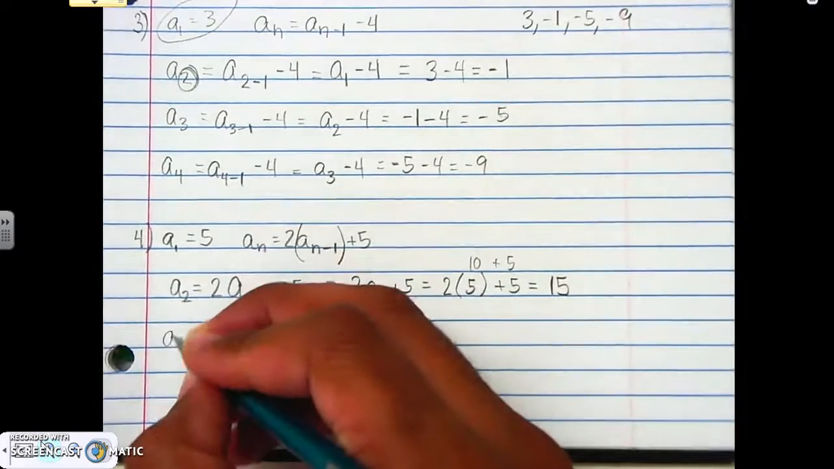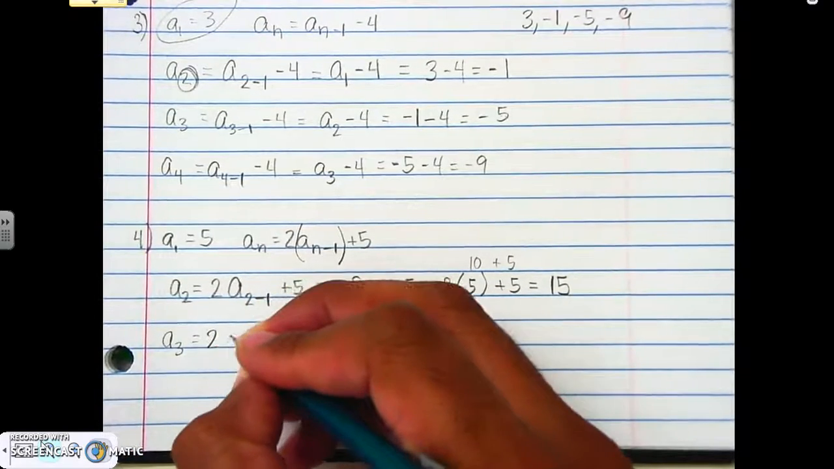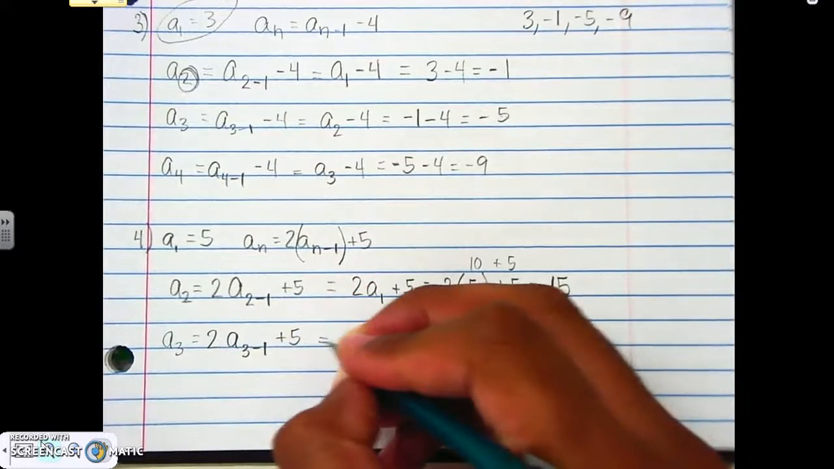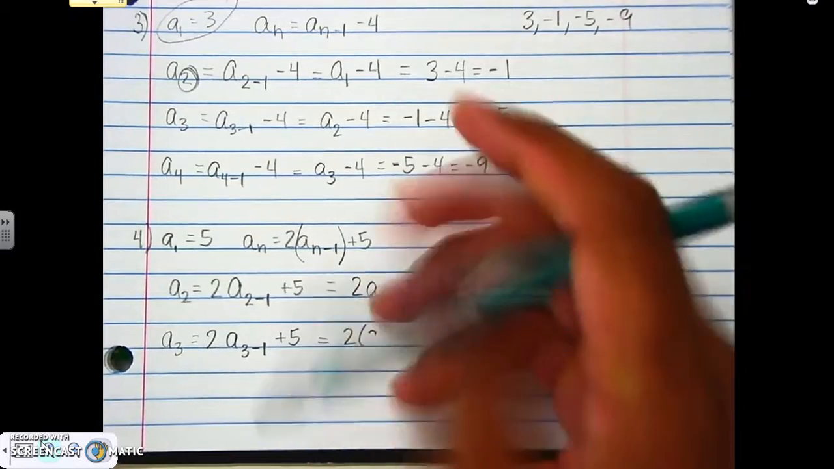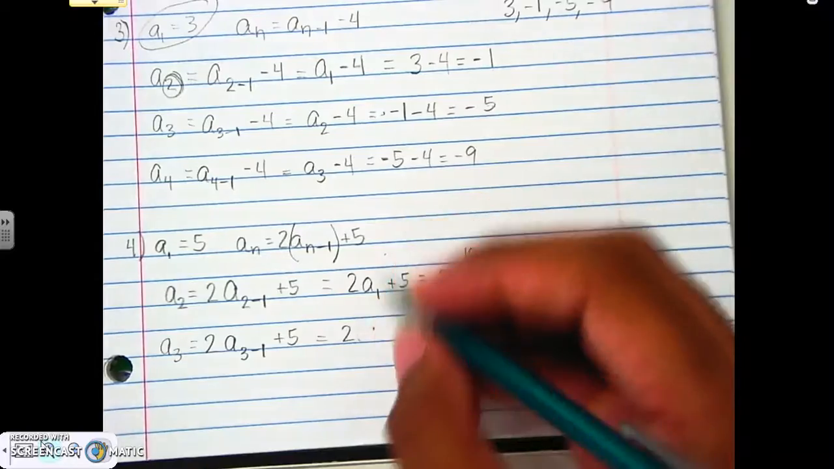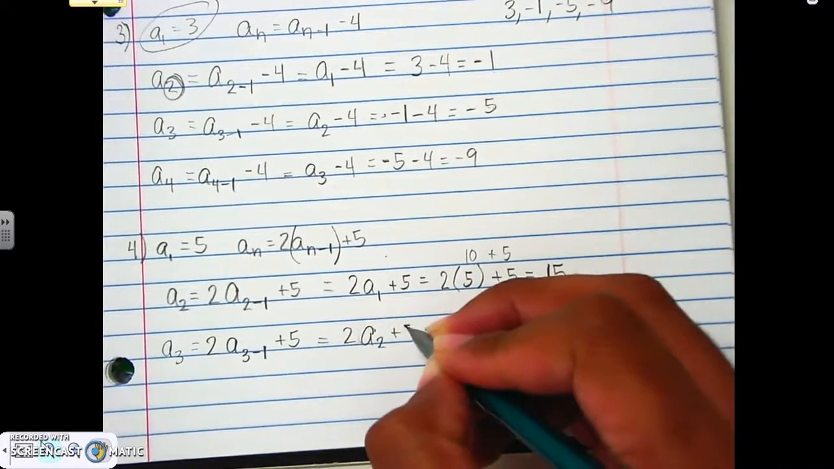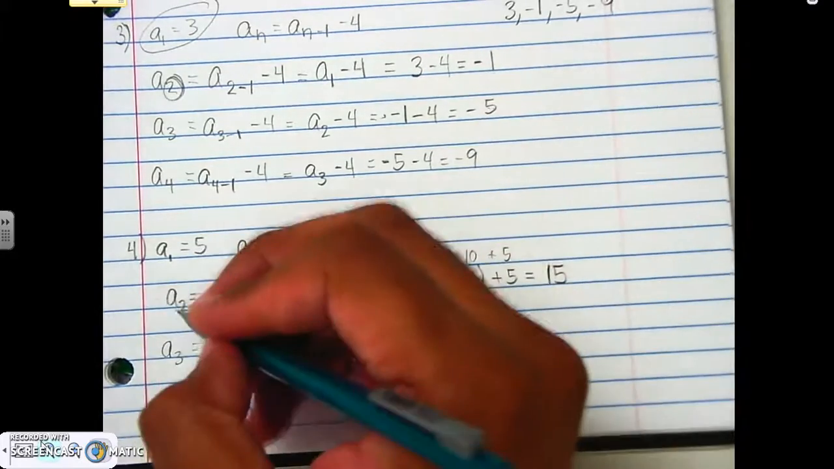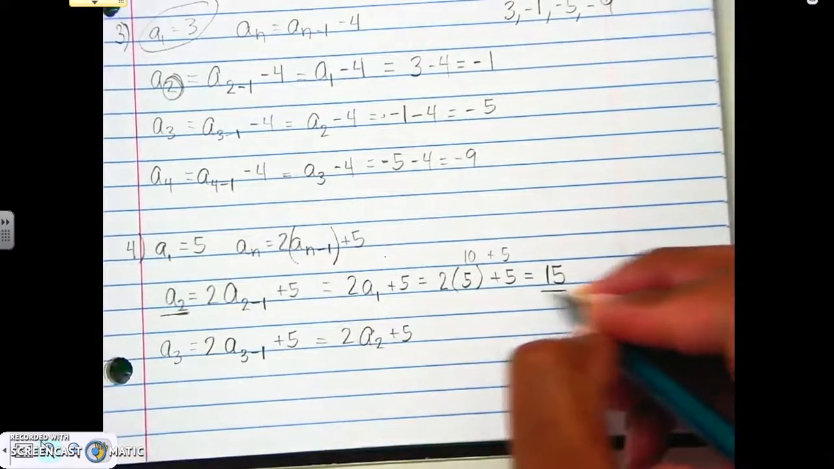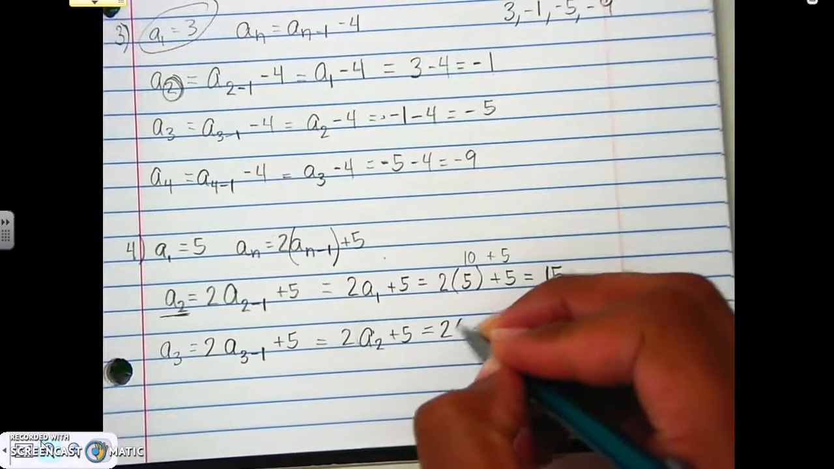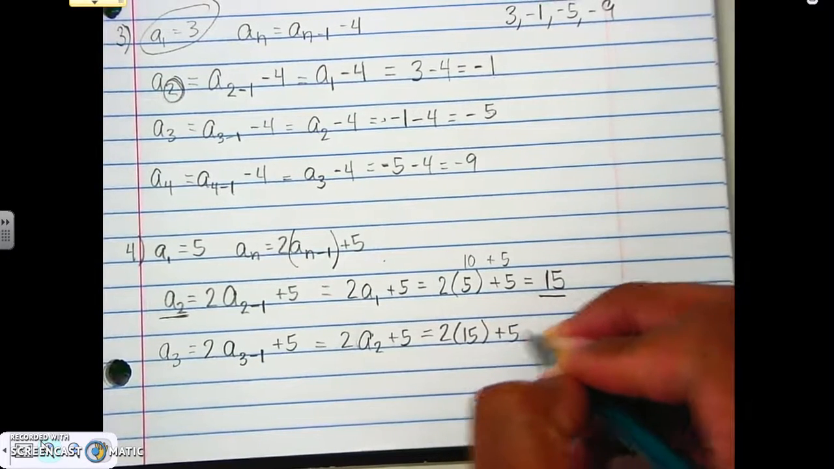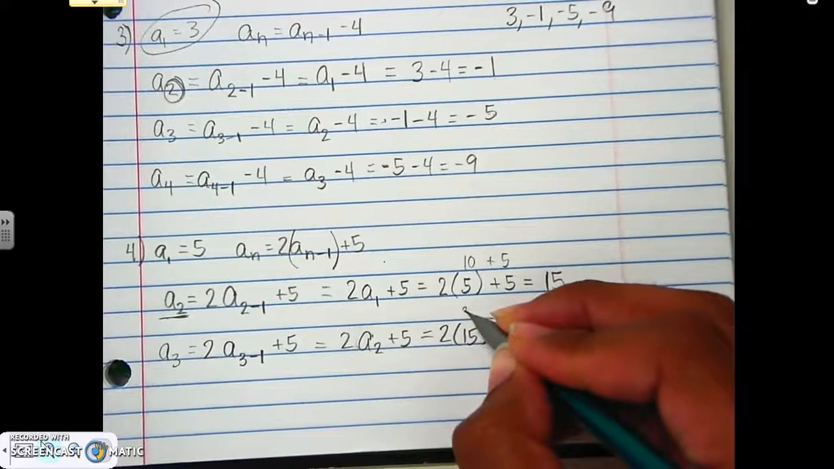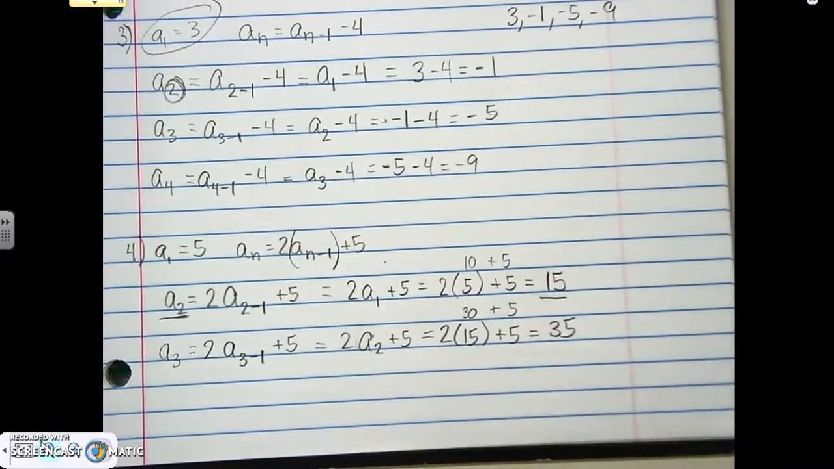So let's do A3. That gives me 2 times A2 plus 5, and A2 was 15. So we put 15 in for A2. That's 30 plus 5, so that's 35.